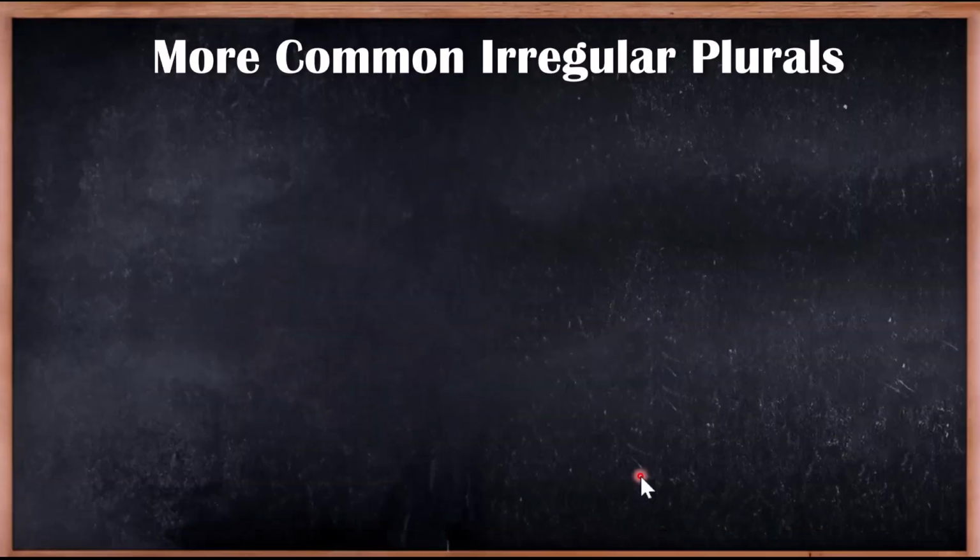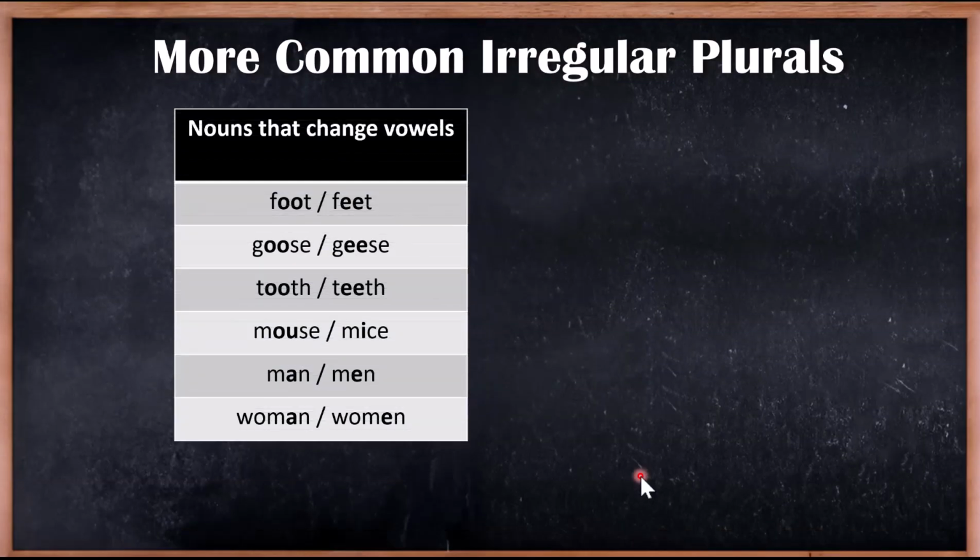Now let's look at more common irregular plurals. Here are some nouns that change vowels in the plural form. So we have 1 foot, but we have 2 feet. We have 1 goose, but we have many geese. 1 tooth, several teeth. 1 mouse, many mice.